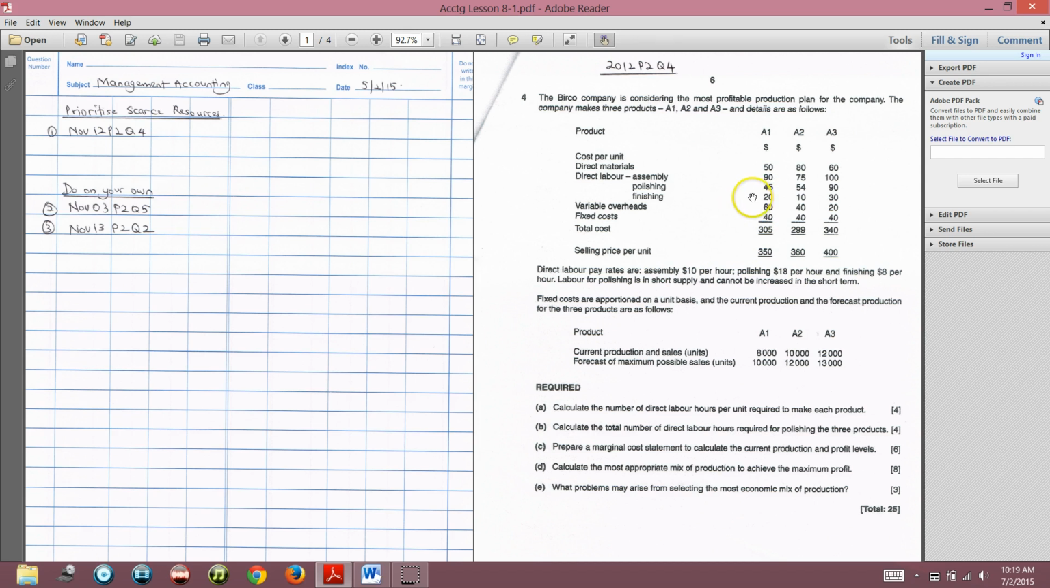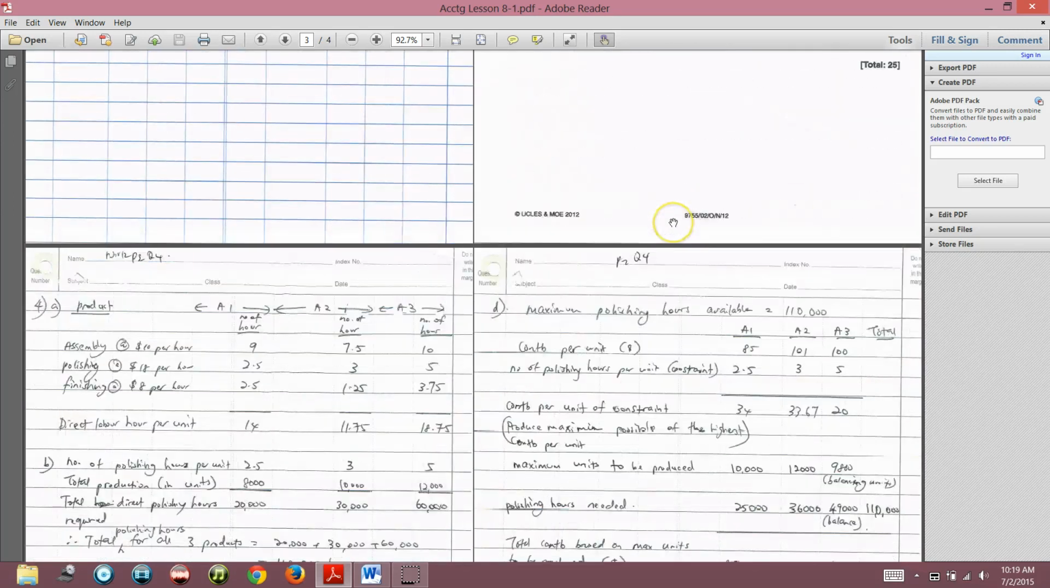So from here I already have an idea how to answer part A. I can derive the number of hours required for assembly, polishing, and finishing. Then I total it, and I will get the number of hours required to make each product. So for products A1, A2, A3, the number of hours required: assembly is at $10 per hour.